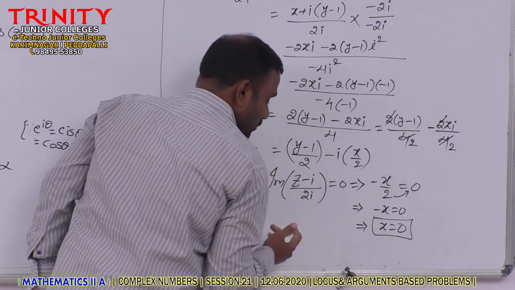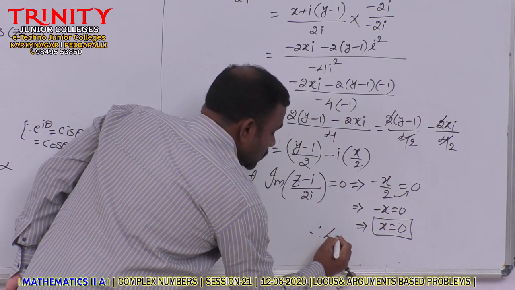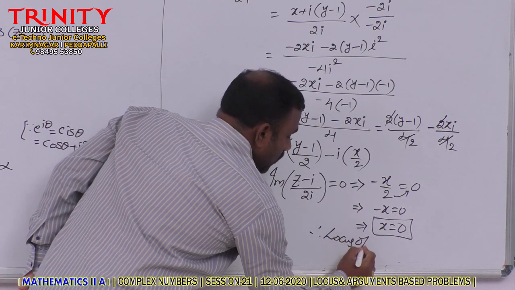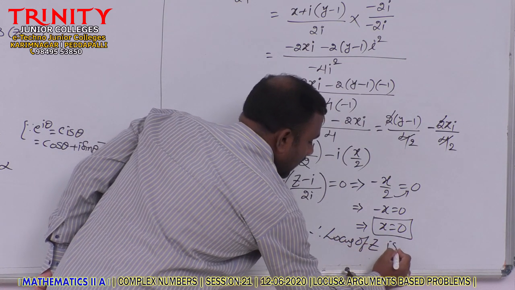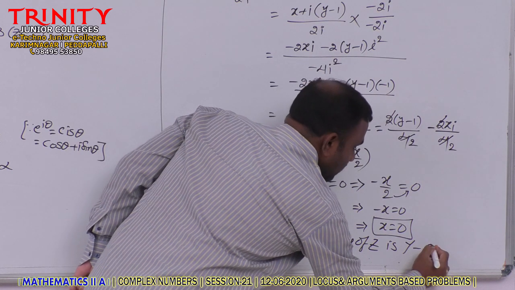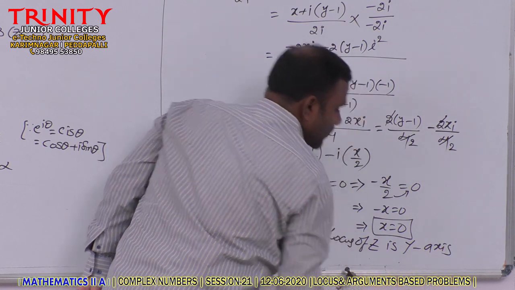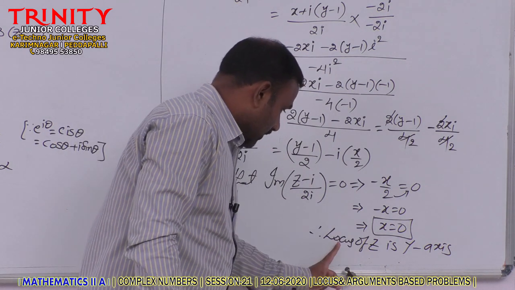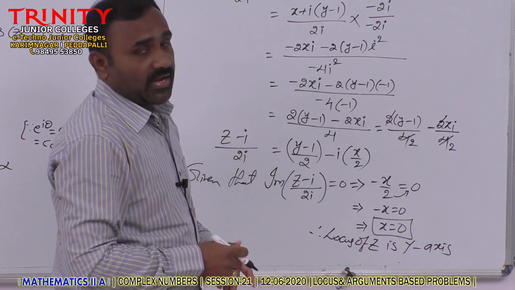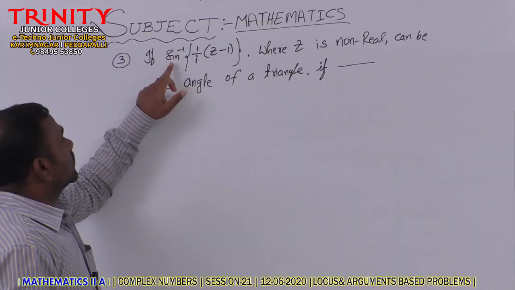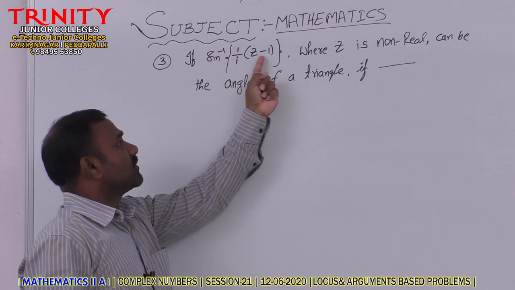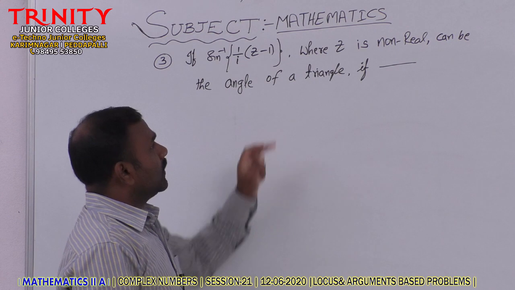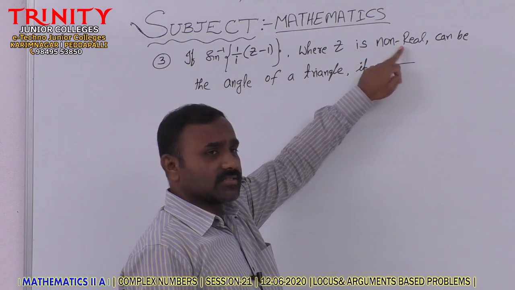Therefore, x is equal to 0, we can say that geometrically the locus of z is the y-axis, or not? Locus of z is the y-axis. x is equal to 0 is nothing but what? The locus of z is the y-axis.